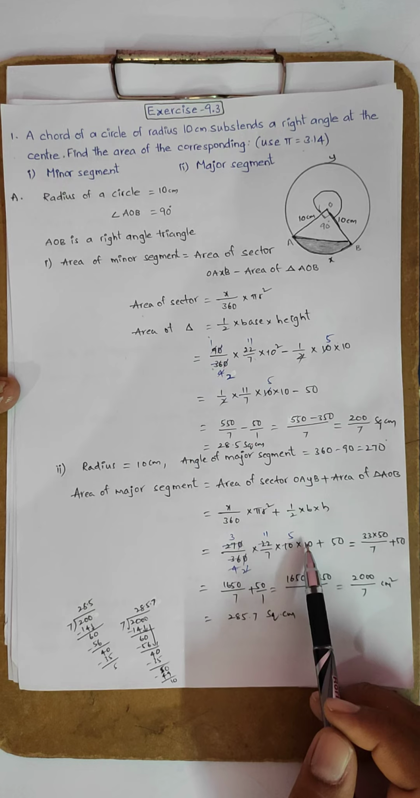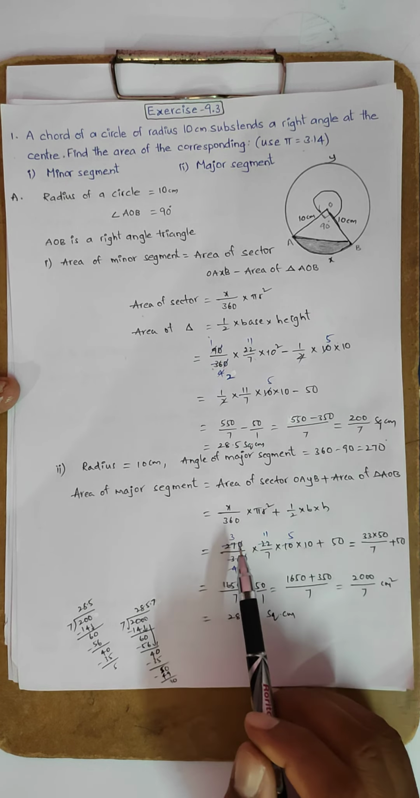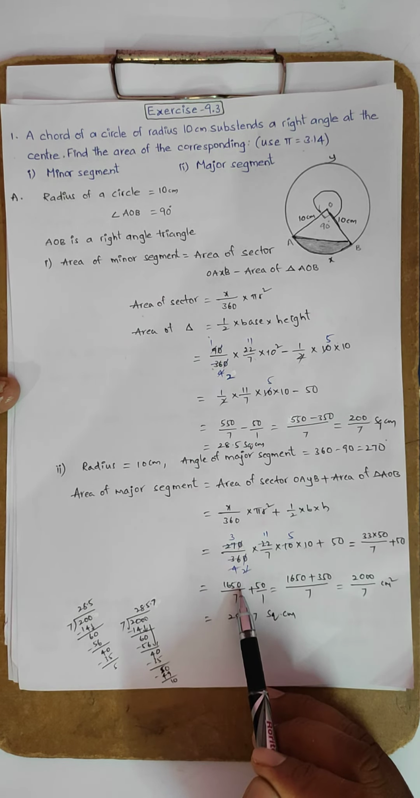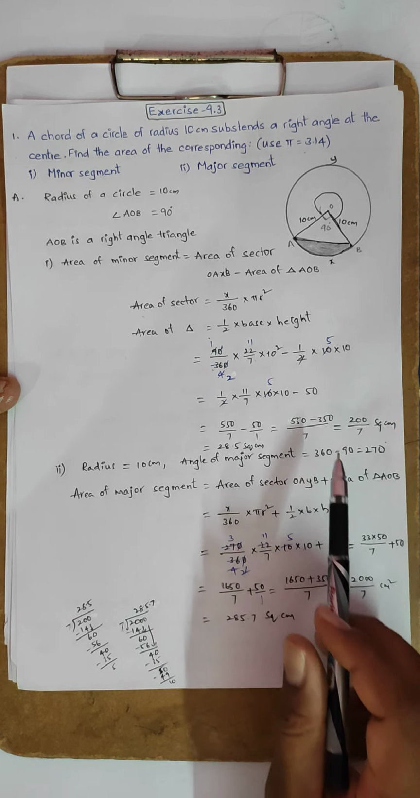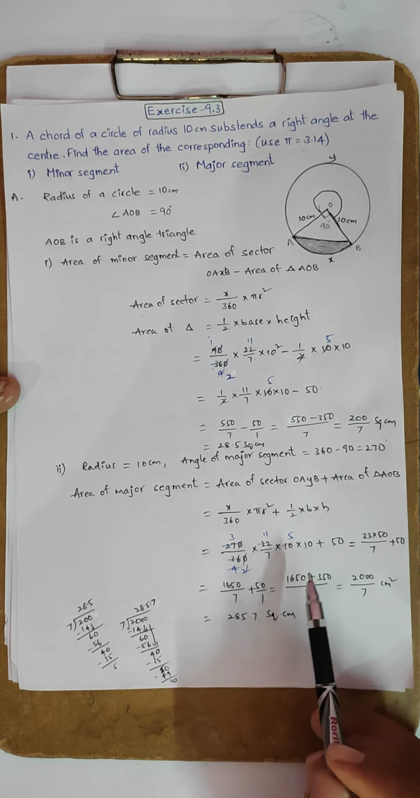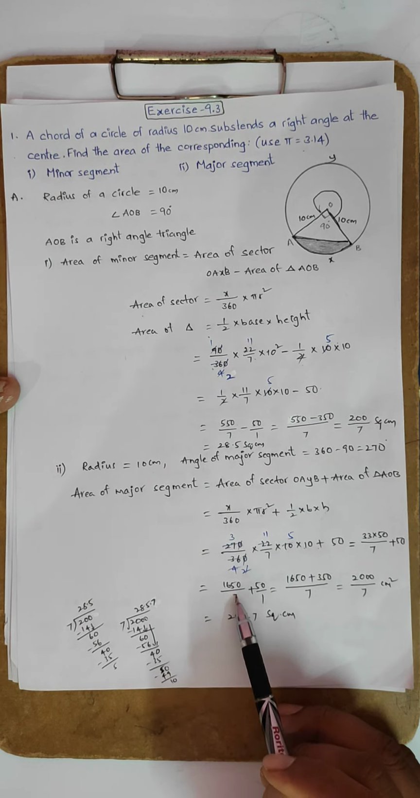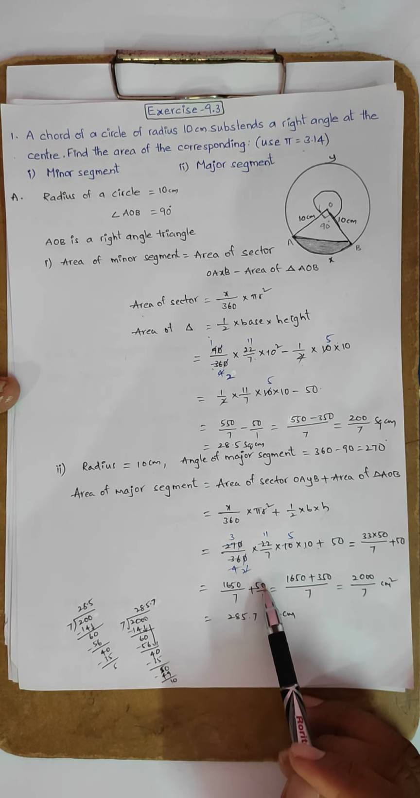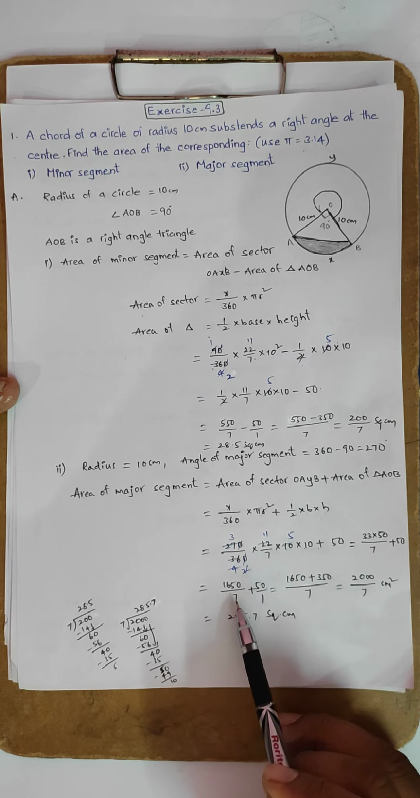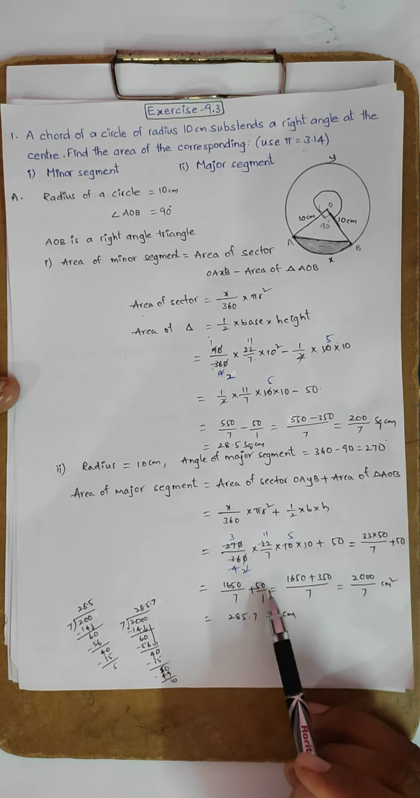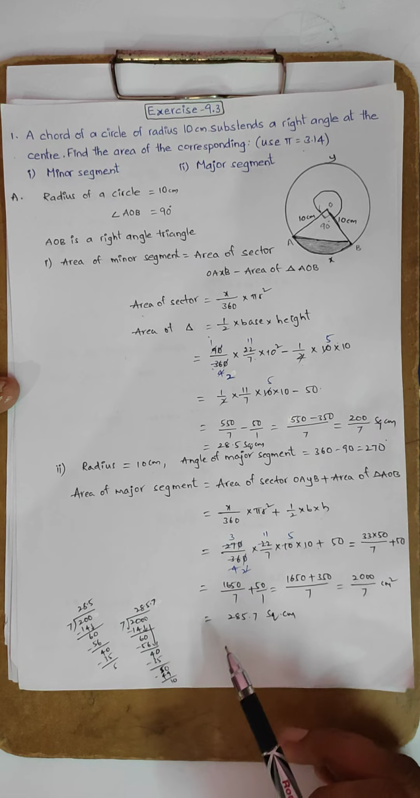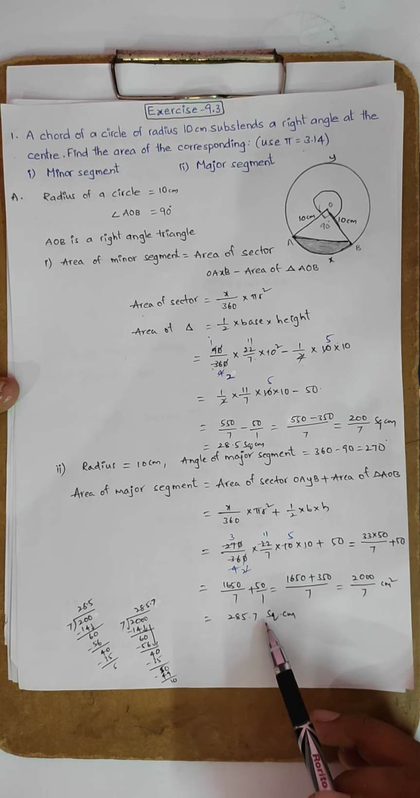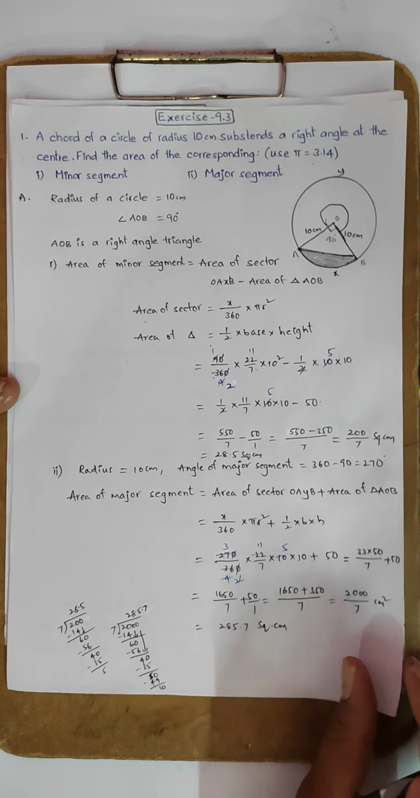55 into 10, 550 into 3, 1650 by 7 plus area of this triangle, already we found, 50. Okay, now adding this fraction and a whole number, these two added, we will get 2000 by 7 centimeter square. After doing the division, you will get 285.7 square centimeter.